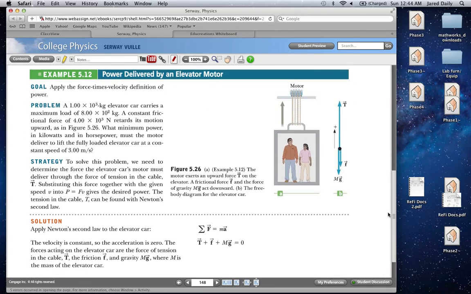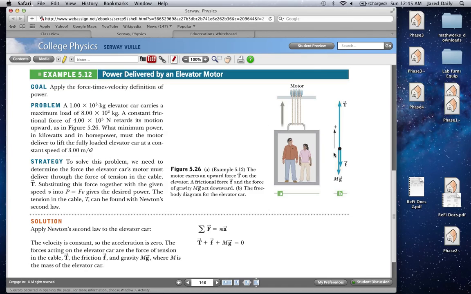Let's take a look at an elevator motor delivering power to lift an elevator. In this example, we have a 1,000 kilogram elevator. It carries a maximum load of 800 kilograms. There's a constant frictional force that slows it down as it's going upward. What minimum power in kilowatts and horsepower must the motor deliver to lift the fully loaded elevator car at a constant speed of 3 meters per second?